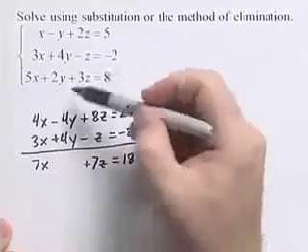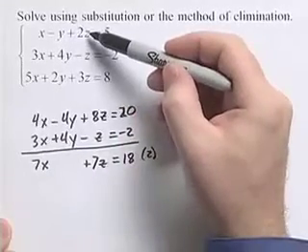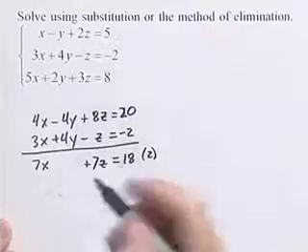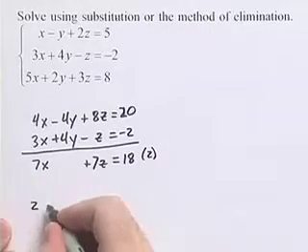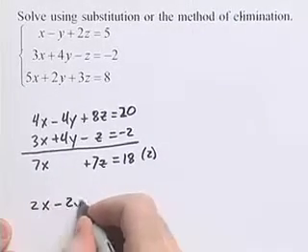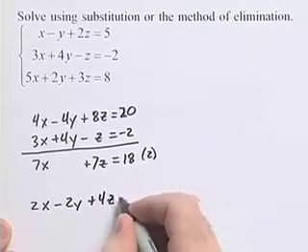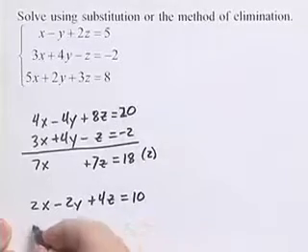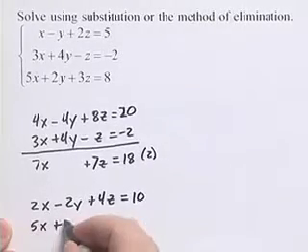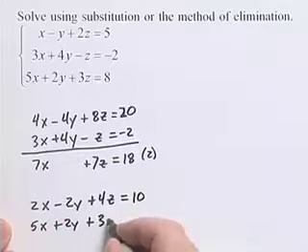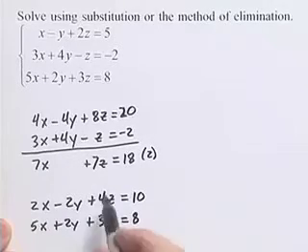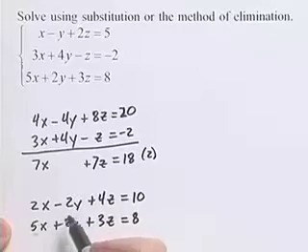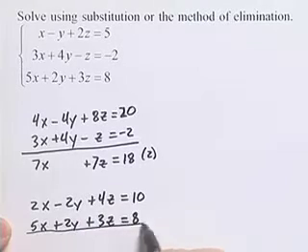Now we're going to eliminate the variable y from the third equation. To eliminate the variable y from the third equation, we still want to use our first equation. We're going to multiply our first equation by 2. So we'll have 2x minus 2y plus 4z equals 10. And we want to rewrite our third equation, 5x plus 2y plus 3z equals 8. To eliminate the variable y, we need to add those two equations together.